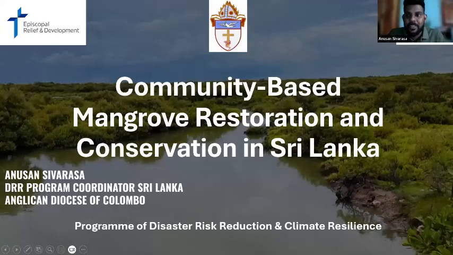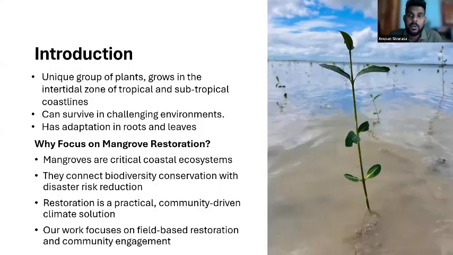Thank you, everyone. I'm Anusan Sivarasa, representing the Program of Disaster Risk Reduction and Climate Resilience. This is our work on community-based mangrove restoration and conservation in Sri Lanka. In this approach, we mostly focus on biodiversity conservation, climate resilience, and environmental conservation with community empowerment. Before I go to our work, I would like to introduce the mangrove ecosystem.